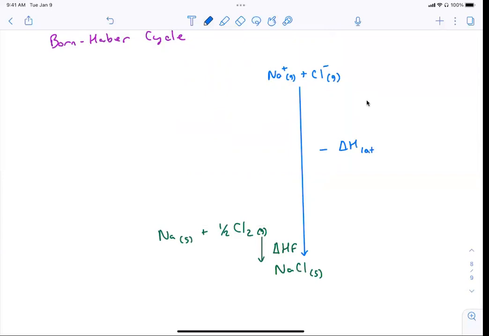Is everyone following? So the definition, like the value that you get in your data booklet, is lattice enthalpy of going from solid to gaseous ions. But in the Born-Haber cycle, Alexandra, it goes from gas to solid.